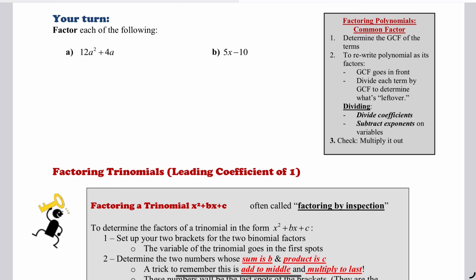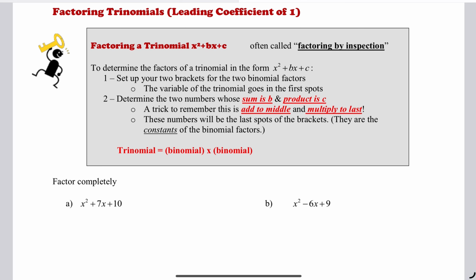Okay. Now we're going to look at factoring trinomials. There are two cases when it comes to factorizing trinomials. The first is when the leading coefficient is 1, and the second is when the leading coefficient is not 1. The trick with this is you need to factor by inspection.